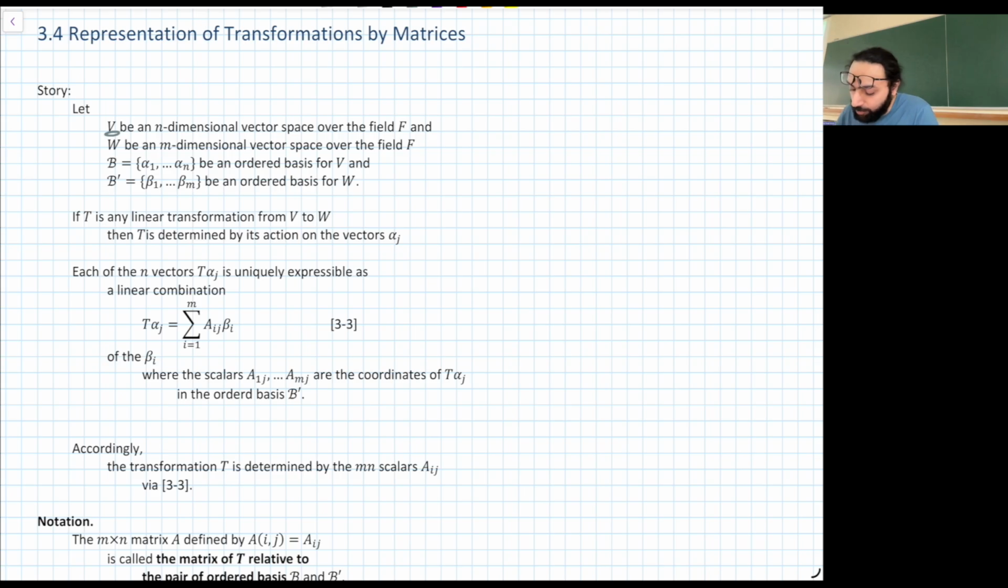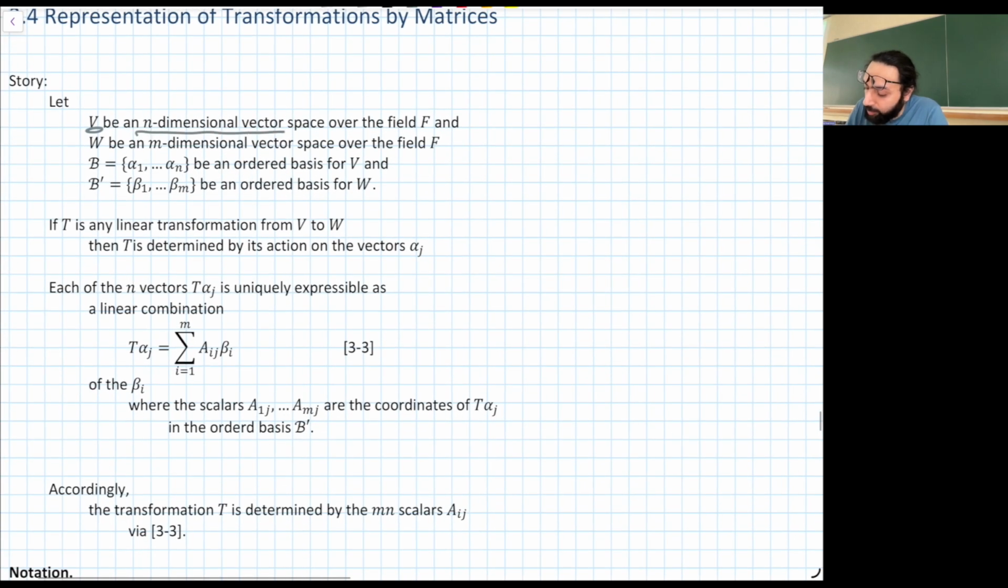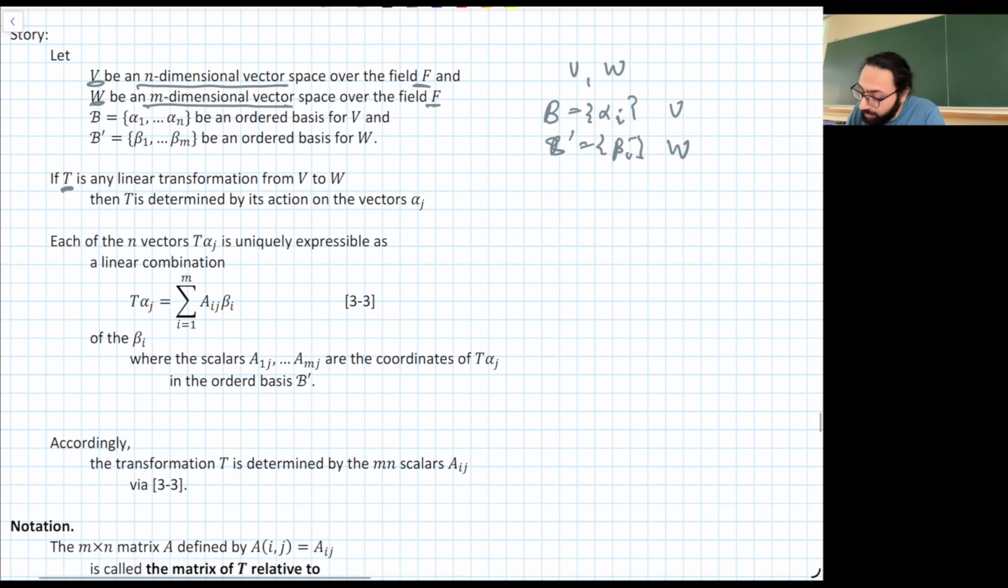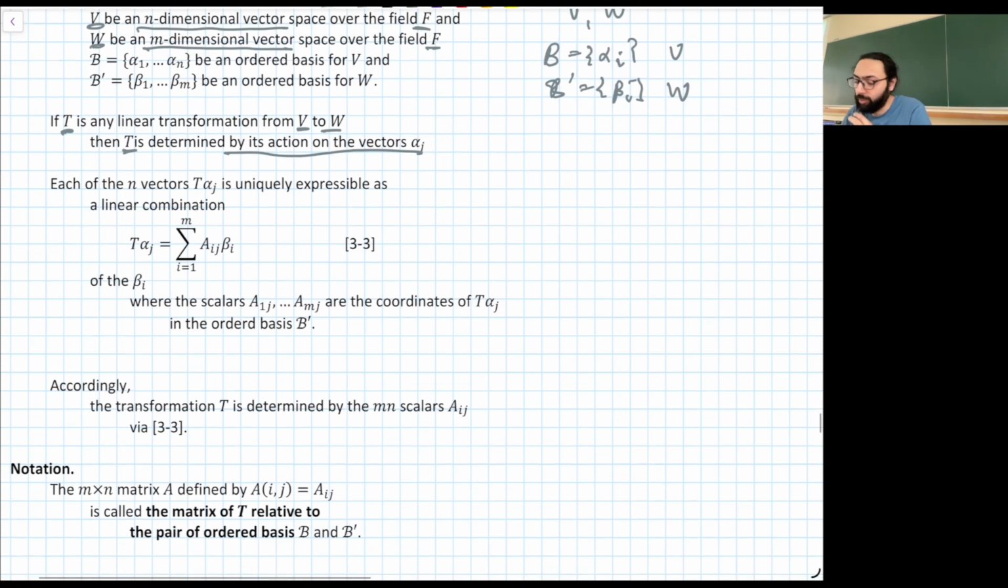All right. So let V be an n-dimensional vector space over the field F, and let W be an m-dimensional vector space over the field F. Okay, so V and W are vector spaces as usual, and B is the basis for V. Okay, and B prime is the basis for W. So far we've just defined the setup, and it says that if T is any linear transformation from V to W, then T is determined by its action on the vectors alpha j. So this we already saw. It's just sort of reviewing what we've already seen.